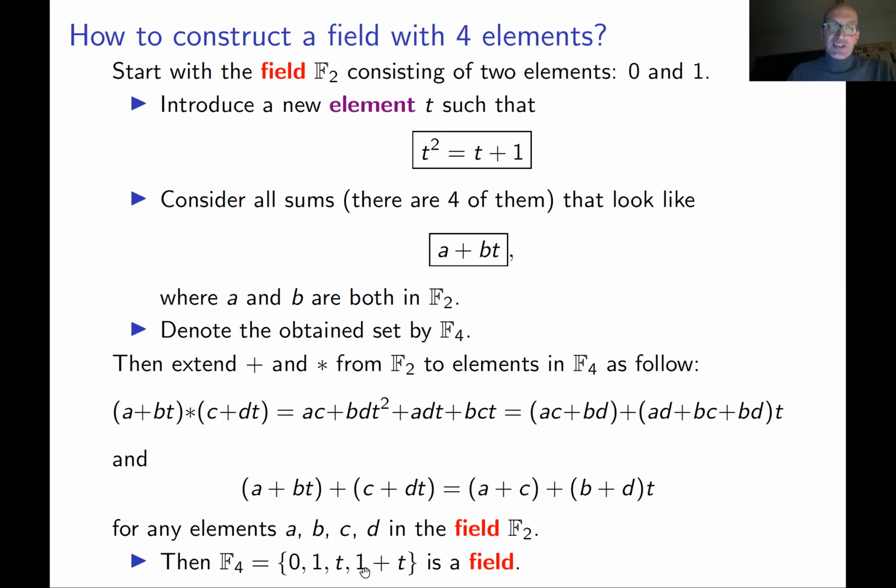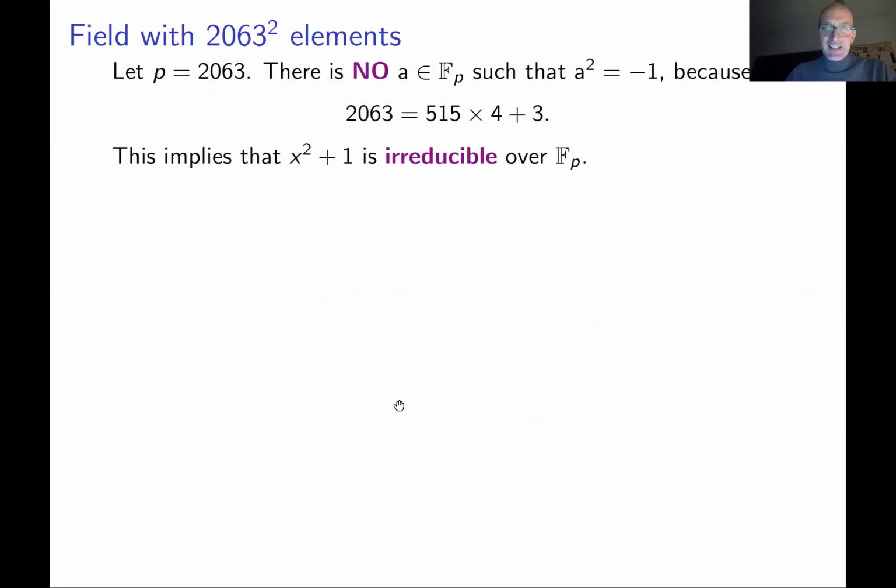You have 4 elements, 0, 1, T, 1 plus T, and you have the rules how to multiply and add them. This is the field of 4 elements. If you need a little bit more fun, you can basically repeat this construction to get a lot of fields with p squared elements. Let me give you just one example, and we finish this lecture.